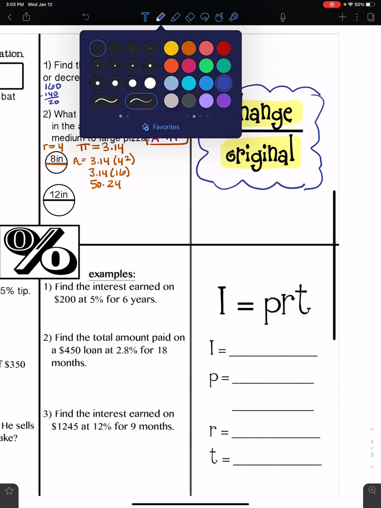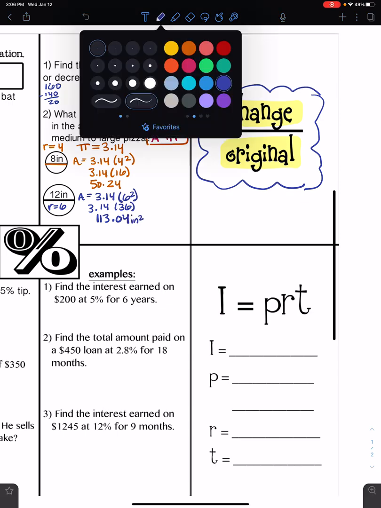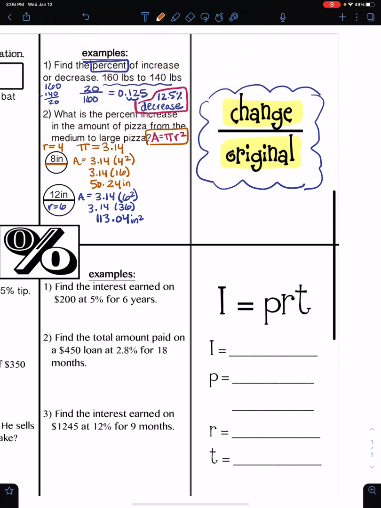Now let's find out how much pizza we get in the large. We're going to do area equals pi times the radius squared. The radius of the large pizza is 6 because the diameter all the way across is 12. So I'm going to do 3.14 times 36, and I'll put that in my calculator to get 113.04. And actually, I should put some labels on here, right? Inches squared. So we get a lot more pizza here in the large.